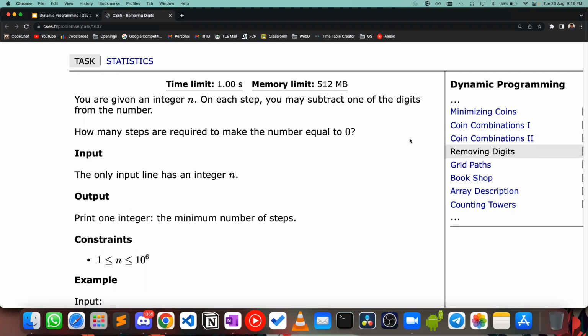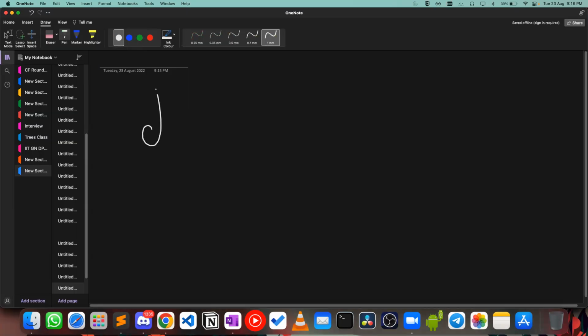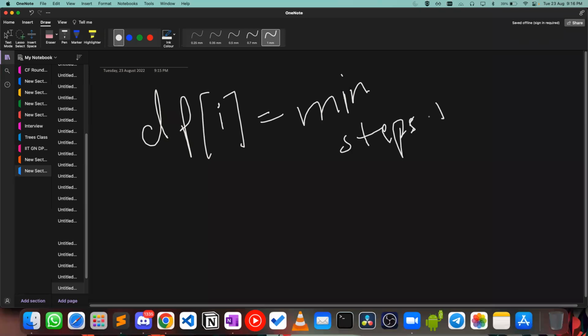So are others able to think about this? Like if I say dp of I, dp of I is equal to the minimum steps to make I equal to 0. This is our dp state. Is everyone able to follow this? Was everyone able to think about it? And even if you were not, is it making sense now? That dp of I will be the minimum number of steps to make I equal to 0, right?